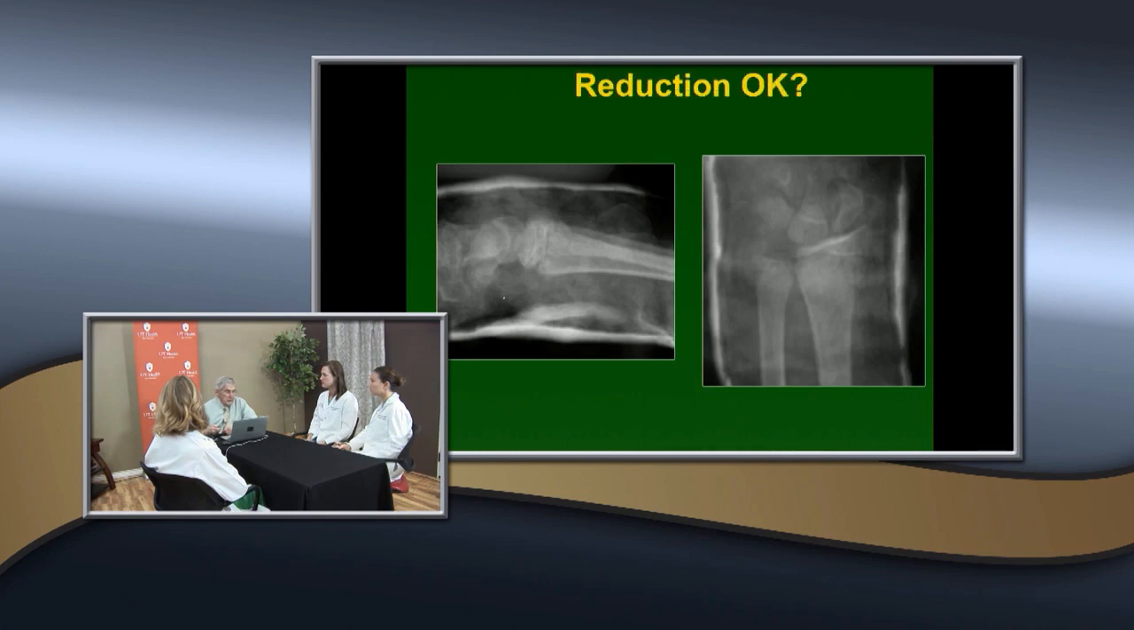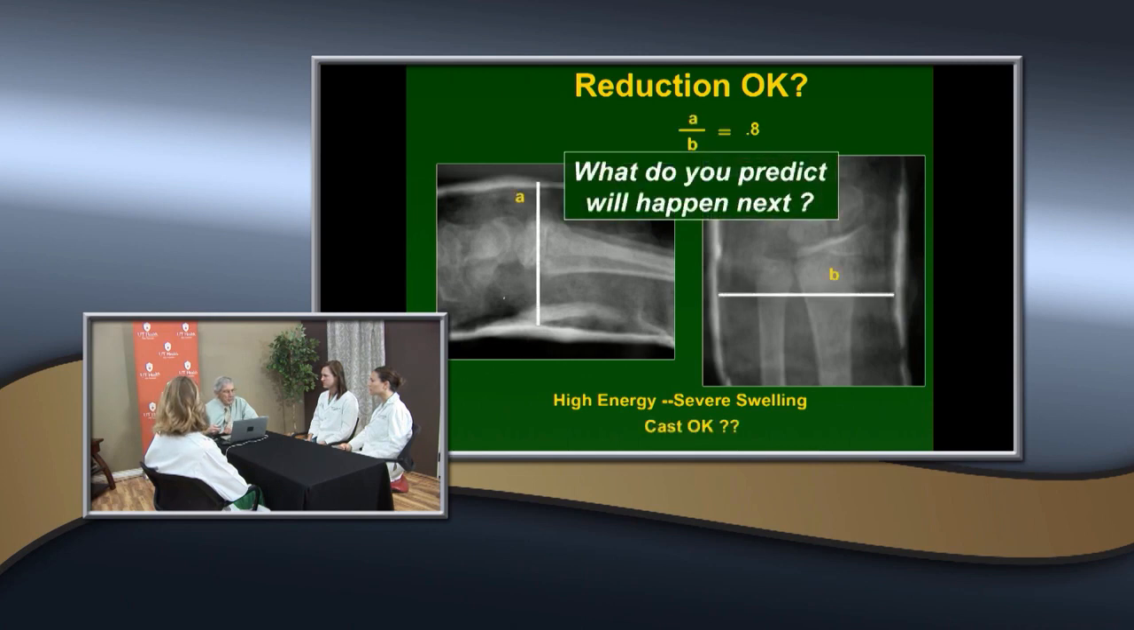So, you're a first-year resident, you just put this cast on. Is that pretty well reduced? Would you accept that reduction? Yes, sir. Okay. But it was a high energy injury, and this patient had a lot of swelling. What do you think is the problem here? You're the senior resident, you come in to see the first-year resident's cast, and what's your assessment of it? There isn't a really good three-point mold on it. That's right. The cast is not okay because A over B is 0.8.